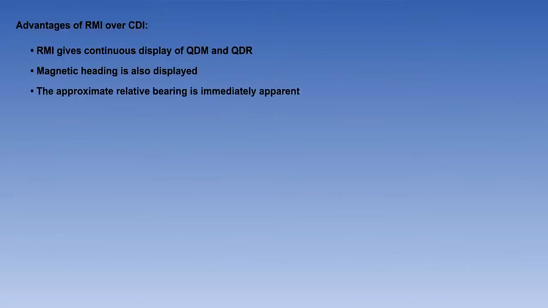The approximate relative bearing is immediately apparent in a plan view of the aircraft and beacon positions, which is most useful when flying a holding procedure, as the pointer gives a continuous indication of the VOR bearing and the rate of crossing. The radials can be easily assessed.